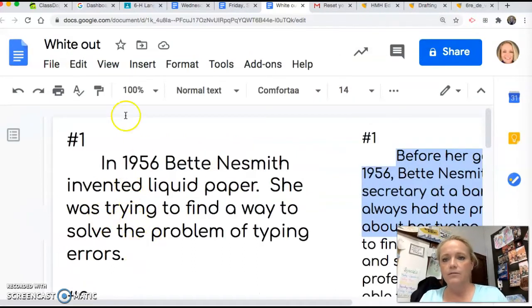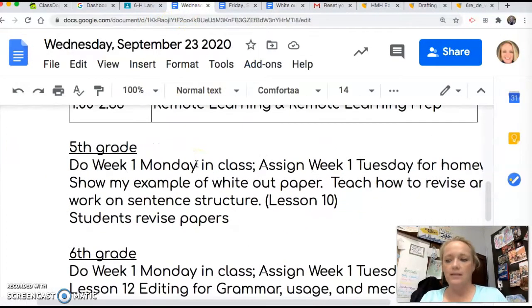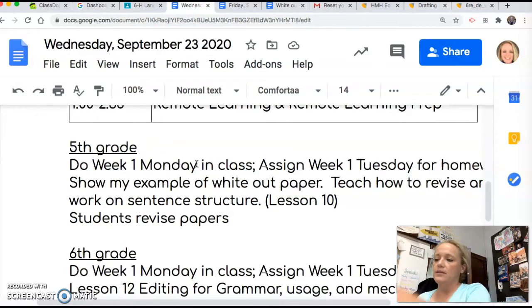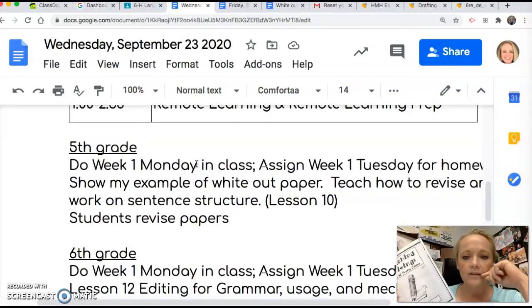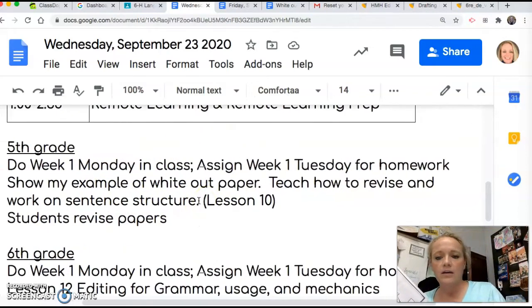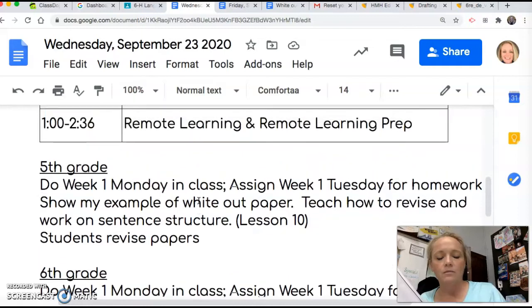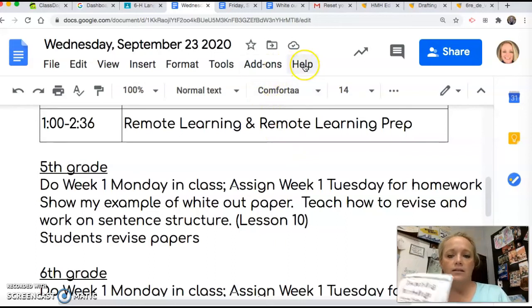Wednesday, September 23rd. And today in class, we did some of our sentence writing packet. The packet looks like this. So you're going to need that out first. And then we also had a lesson on how to revise your paper to add in some more detail and try to work on sentence structure to build bigger sentences, kind of like what we've been working on.